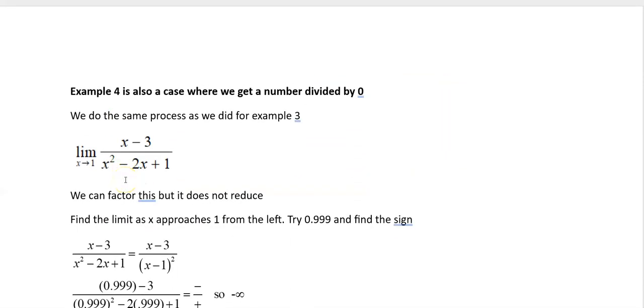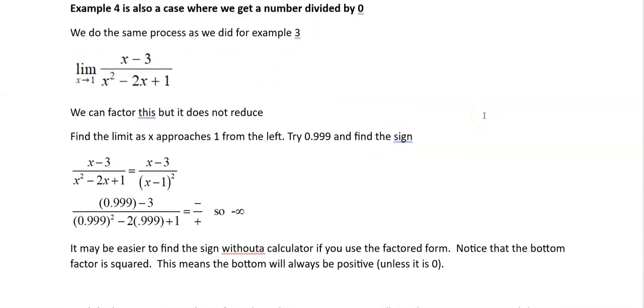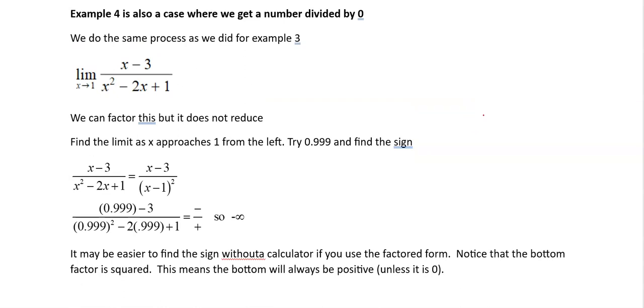Example 4 was another case where we got a number divided by 0. So we're going to do the same thing. This time we're finding the limit as x goes to 1 of a rational function. For a little less than 1, I'll use 0.999. And for a number a little bigger than 1, I'll use 1.001. Again, I know I'm at an asymptote. I know I'm getting some form of infinity. I'm just using these numbers to find the sign of the infinity. So when I put 0.999 in and subtract 3, I get a negative number. So I have a negative on the top. When I put 0.999 in here, square it, subtract it, I get a positive number. So a negative divided by a positive is negative infinity.